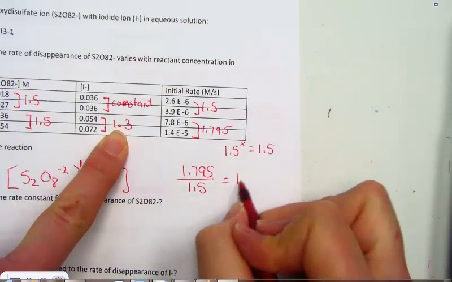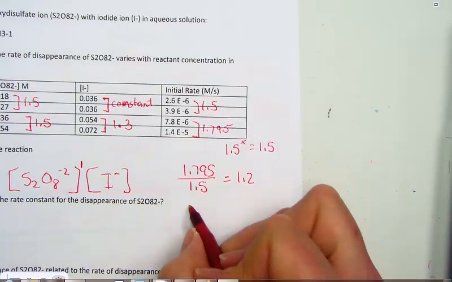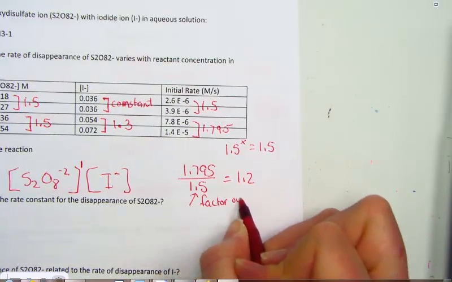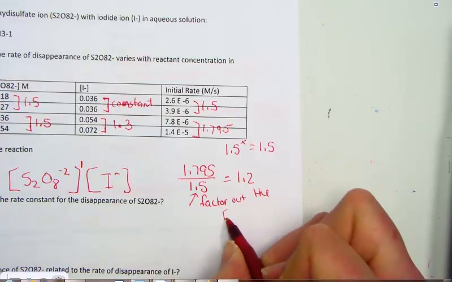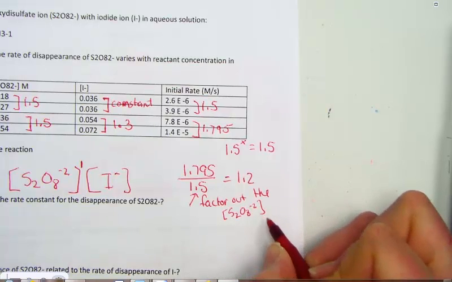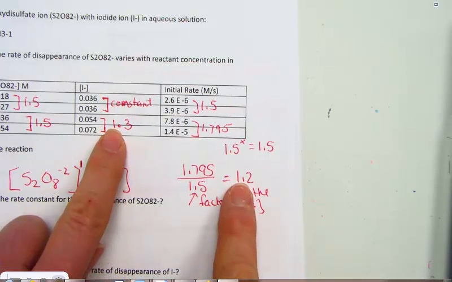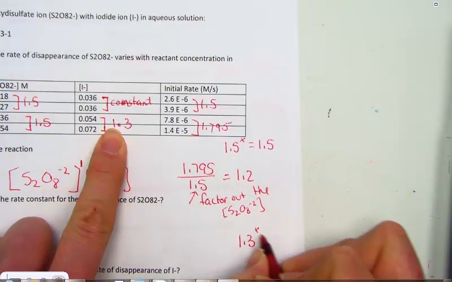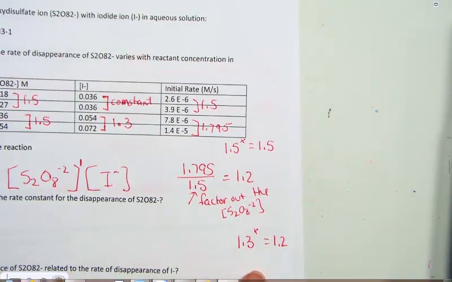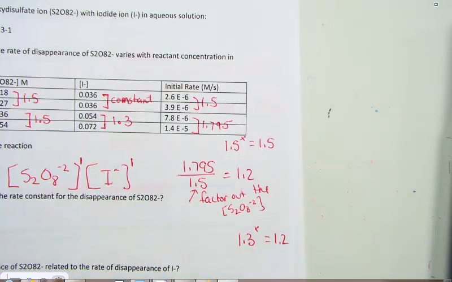And this here essentially has to be the same number. So what I've done is factored out the S2O8 concentration so that it no longer is influencing the rate of change. These didn't work spot on, but you could clearly see 1.3 raised to some power gives you 1.2, and we all know experimental data is not necessarily 100% always exact, but you can clearly see that's very close to being the same number, so it'll be first order with respect to I negative.